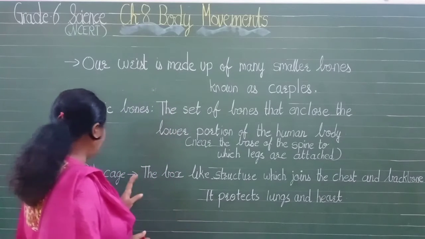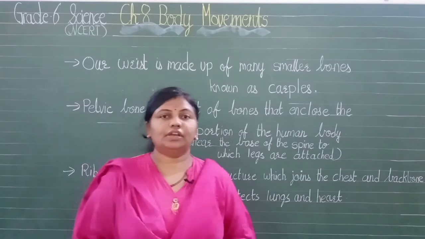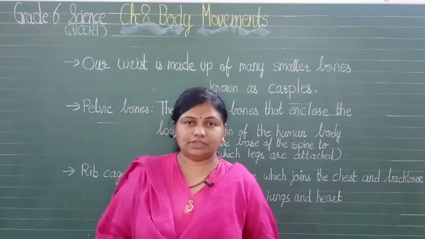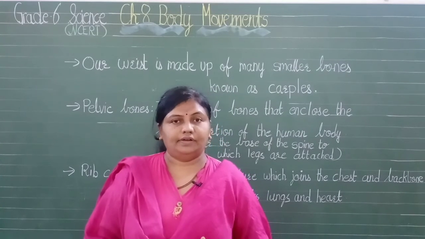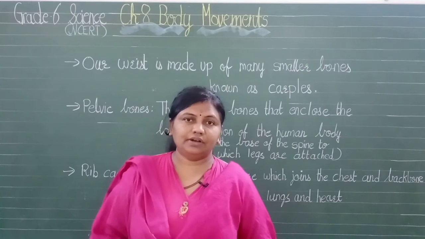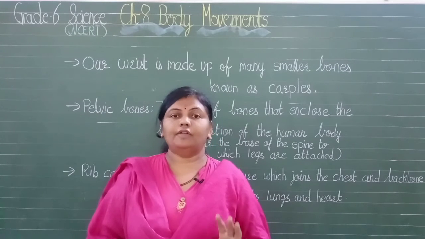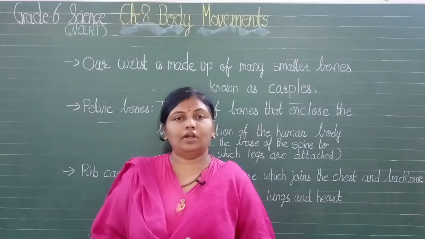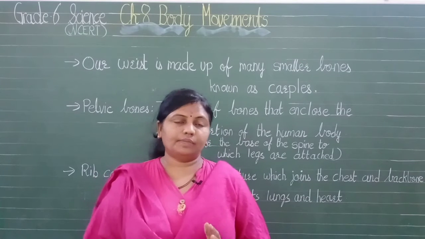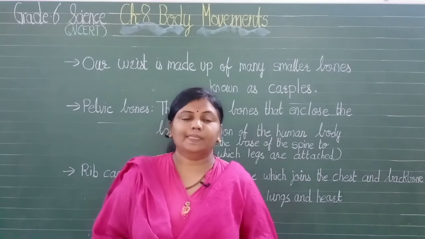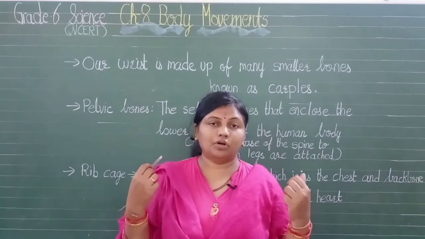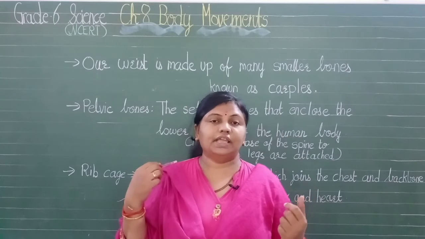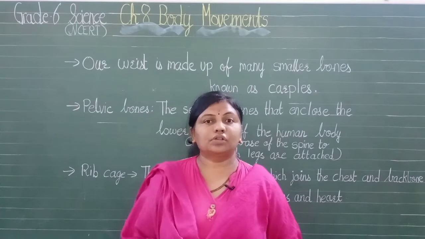Okay. Now rib cage. You are also clear with the rib cage. It is a box-like structure which protects the lungs and heart. And how many pairs are there in the rib cage? 12 pairs of ribs on each side of chest, and the smallest bone in our body is the stapes. Now the two major, important bones present on the upper side of the back, that is known as the shoulder bone.